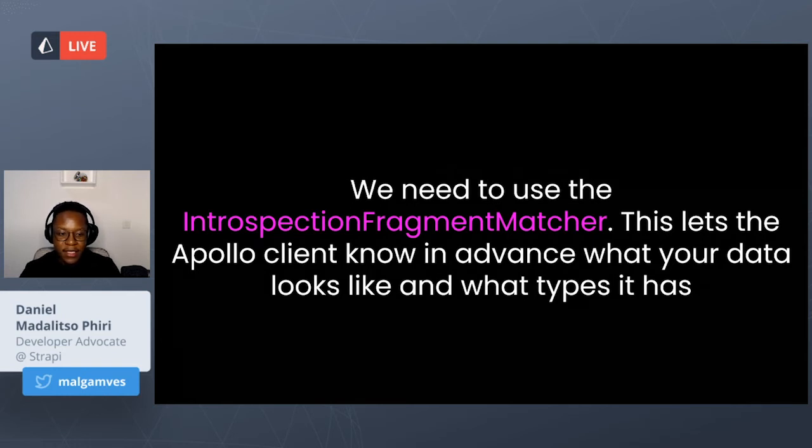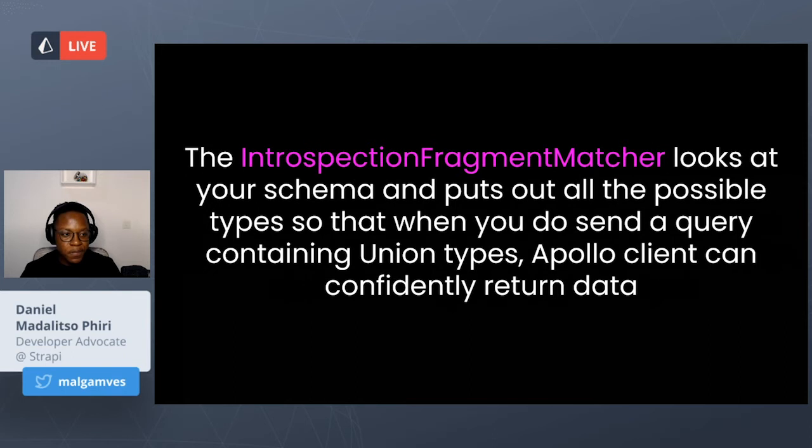So we need to use something called an introspection fragment matcher. It's a very long word, and it was mentioned in our error message, which is good, which is why I mentioned that the error message we got was really good, because it told us exactly what the solution to our problem was. All right, so what does this introspection fragment matcher do? So this lets our Apollo client know in advance what our data looks like and what types it has. And we'll get a bit deeper into how all this works. So the introspection fragment matcher looks at your schema and then puts out all the possible types. So when you send a query containing union types, your client can confidently return data.